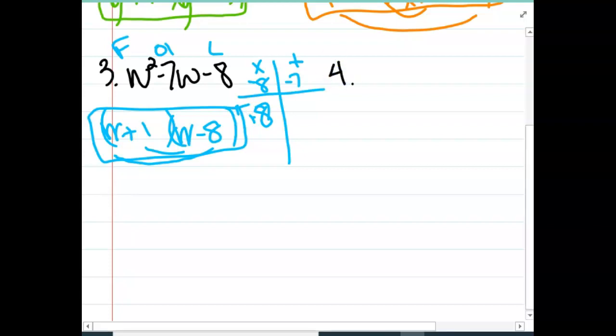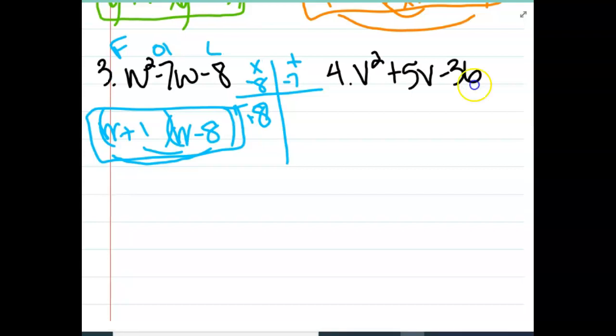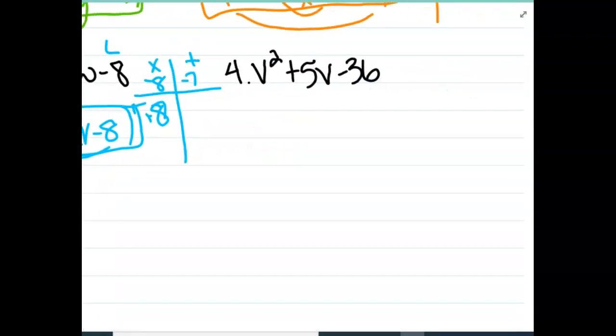Okay, number 4. v squared plus 5v minus 36. I give you a problem and I say, factor this. You can already set up your answer, and you can already fill in half of these. What's going to need to go at the front? v times v is going to give me the v squared.